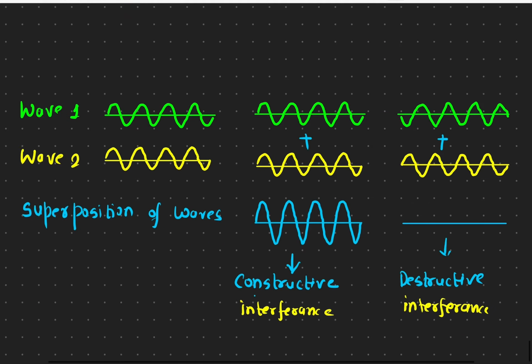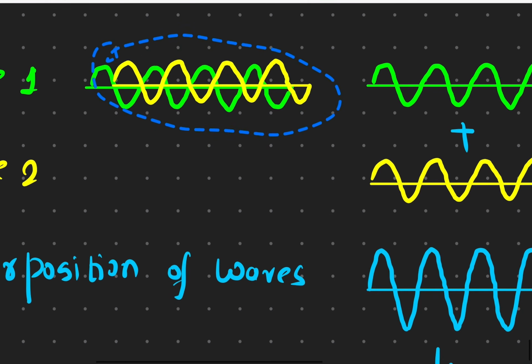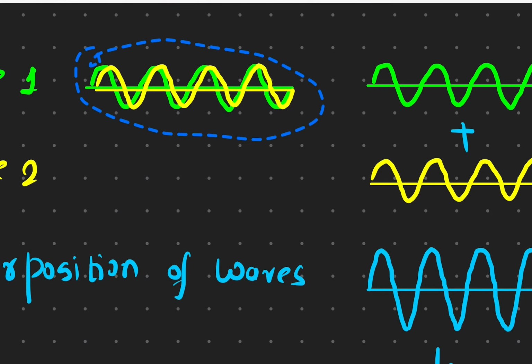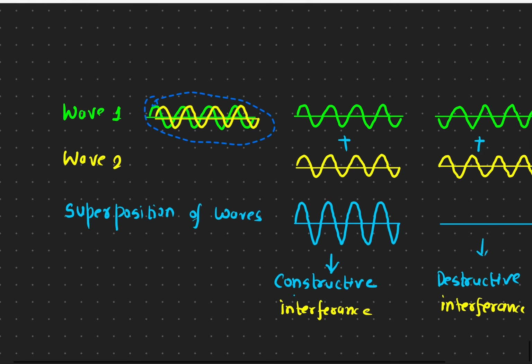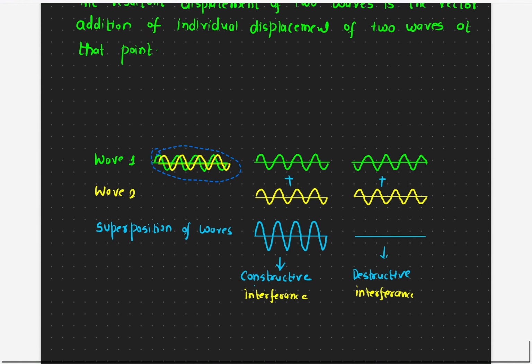And there is another situation when the waves are not perfectly aligned or not perfectly destructive, but somewhere in between. This is somewhere in between, and this is also somewhere in between. So between constructive and destructive interference, the wave you get is like a beat. You get something between the maximum and the minimum.